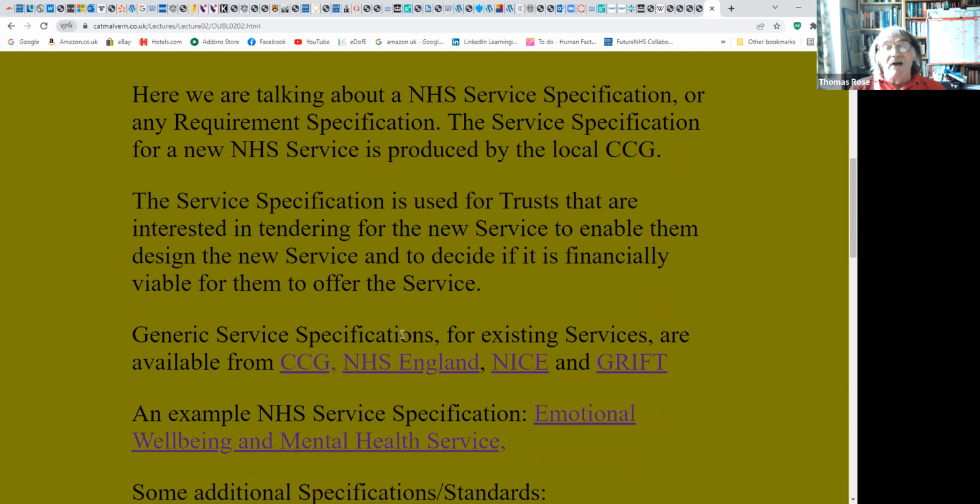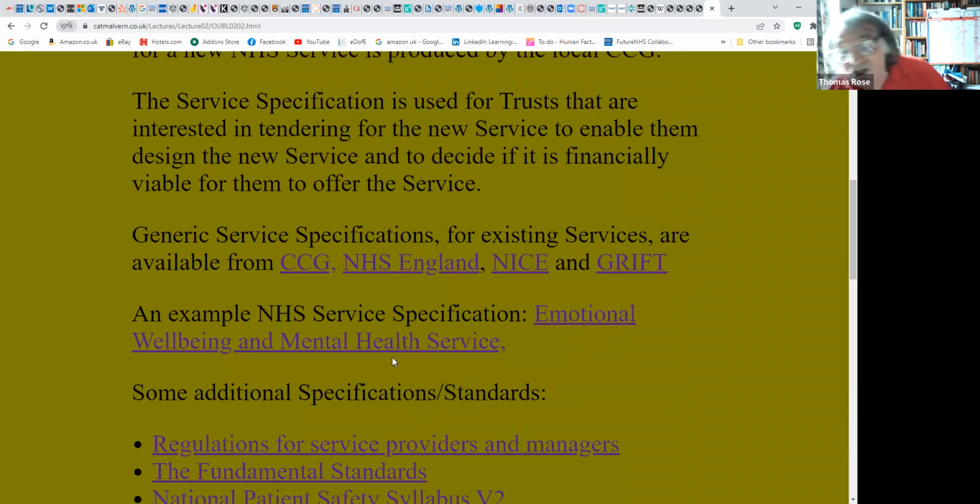So there are in existence specifications for all services that are delivered by the NHS. Some of those services have been around for a long time, and some of the specifications are fairly new. So there is quite a task to bring existing services in line with the specifications. But when you get an inspection from CQC, they inspect you against those specifications.